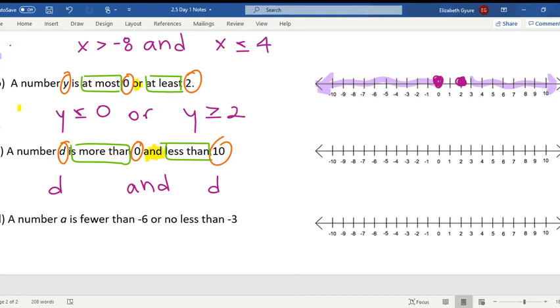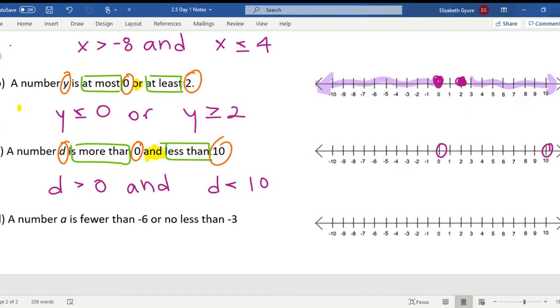Now we need D is more than 0. What symbol do you think I would use for more than? No. More than would just simply be greater than 0. What about less than 10? That's just simply a less than symbol. Annalise, open or closed circle at 0? Thank you. And then Hannah, what about a 10? Open, very good.